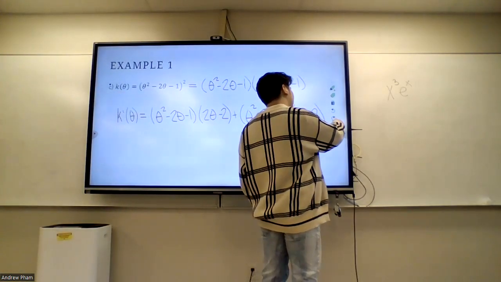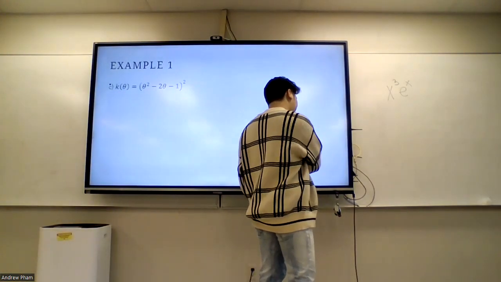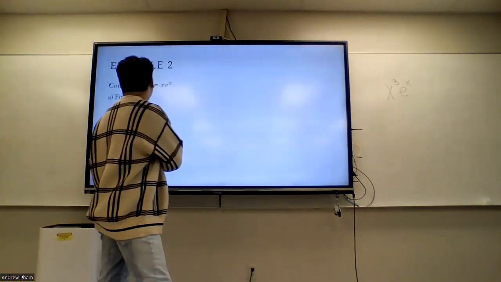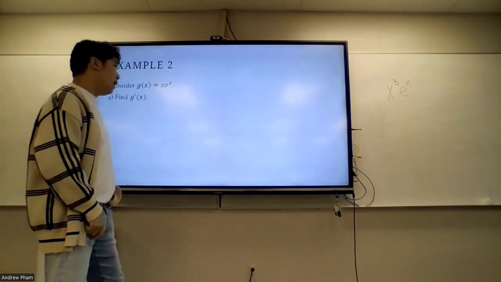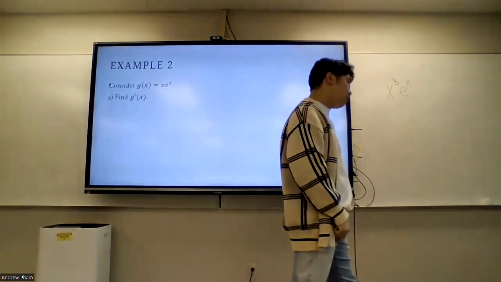So let's go ahead and clear this up. Let's do an example like what I had on the board. Example 2. Let's say I got g of x is equal to x e to the x. And then I want the derivative to start us off.